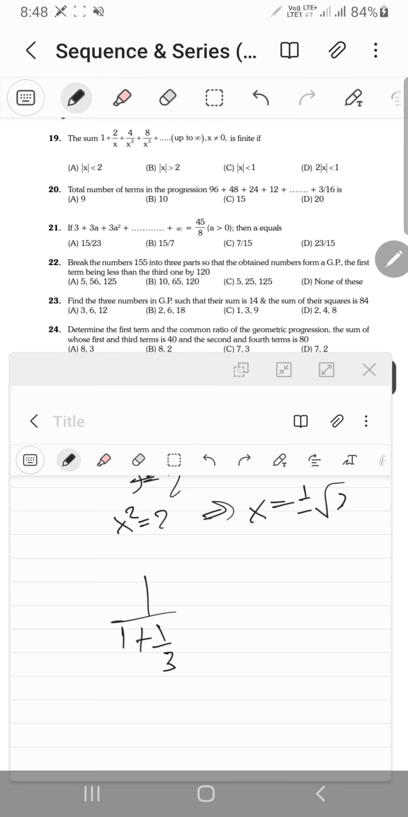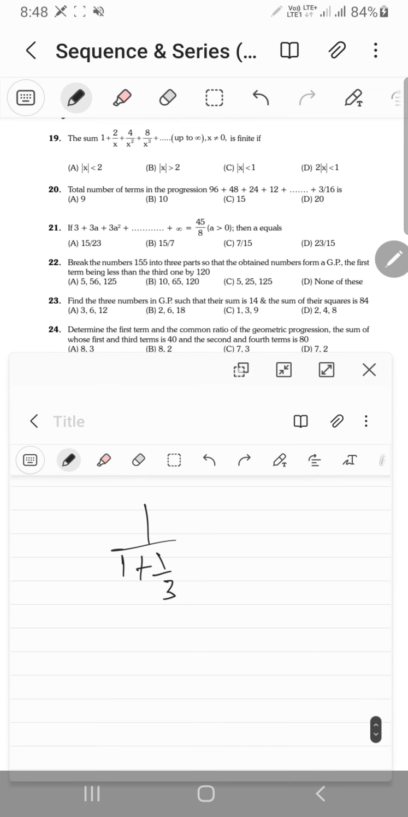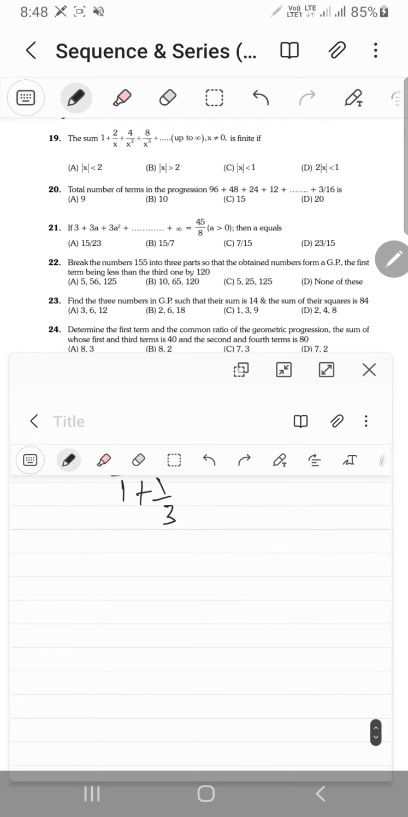The sum 1 plus 2 upon x plus 4 upon x squared plus 8 upon x cube up to infinity is finite if, okay, fine, so the ratio over here is 2 upon x, so our ratio must be between 0 and 1, or we can say 2 upon mod x must be less than 1. That means mod x must be bigger than 2.